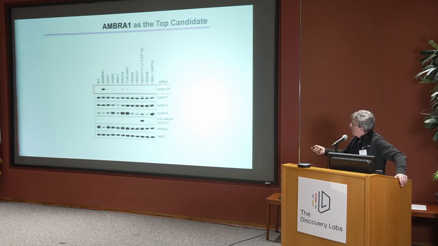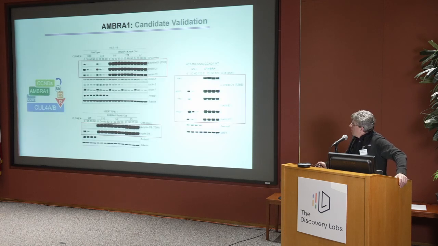This is a simple experiment of siRNA. We downregulated a bunch of ubiquitin ligases that have been proposed or that came out from our screens. Only AMBRA will induce accumulation of cyclin D1. Busy slide just to tell you that in different cell lines we can knock out AMBRA1, and compared to parental cells, we see a huge accumulation of cyclin D1, D3, and phosphorylated form of cyclin D1.